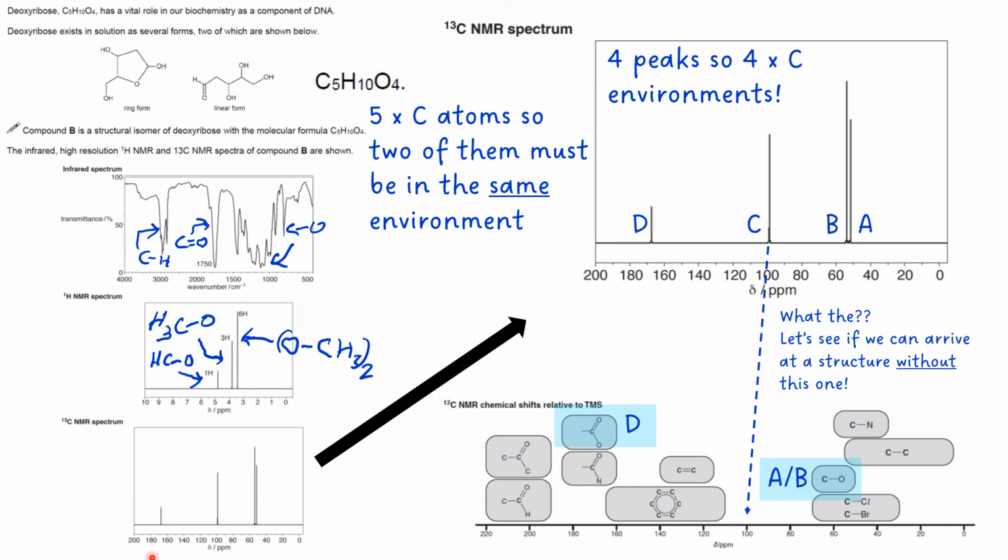I'm going to provide the examiner's report in a minute so you can see for yourself what they thought when it was actually a live question on A level. So let's pull something else from the carbon NMR spectrum. It's 4 peaks, so there's 4 environments. It's 5 carbon atoms from the molecular formula, so 2 of them must be in the same environment.